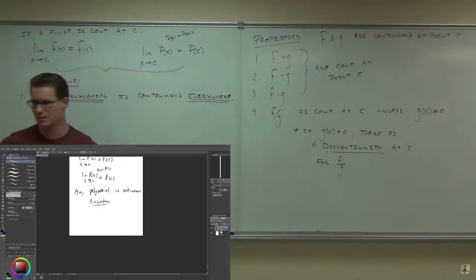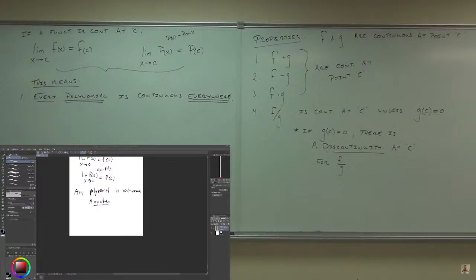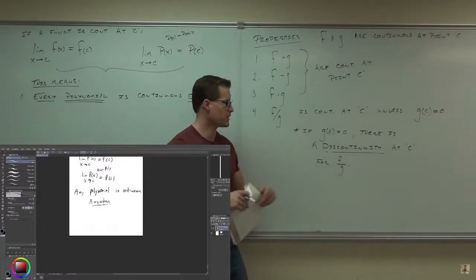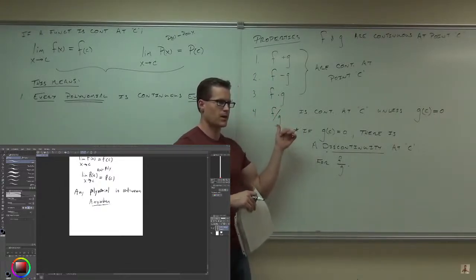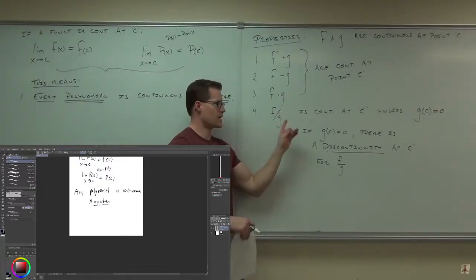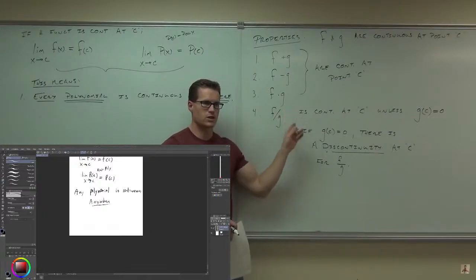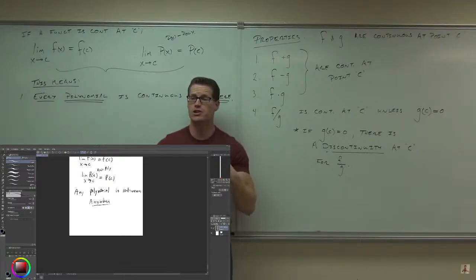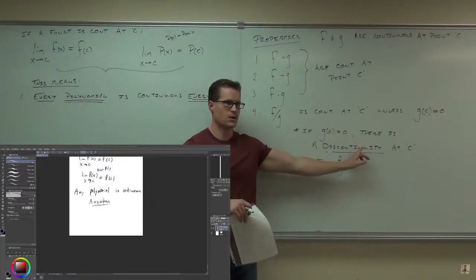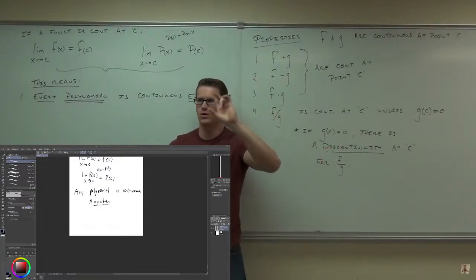That's very cool. Big statement. Every polynomial is continuous everywhere. If we combine this idea with this idea, check it out. Combine this idea, every polynomial is continuous, with this idea of this is always going to be continuous provided that g is not 0. What that means is that every rational function will be continuous everywhere except where the denominator is equal to 0. Because a rational function is a polynomial over polynomial.